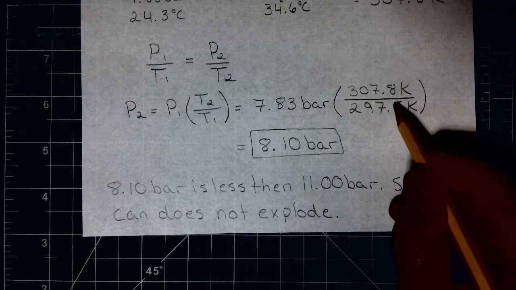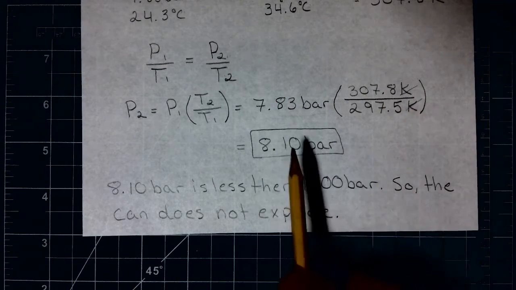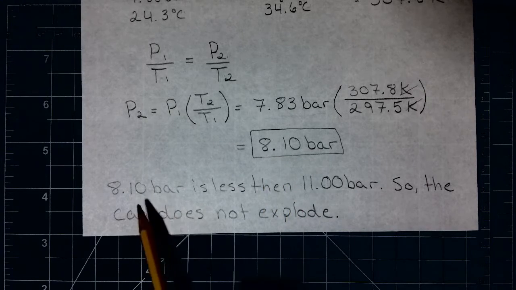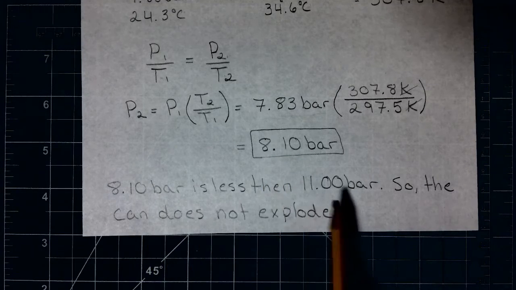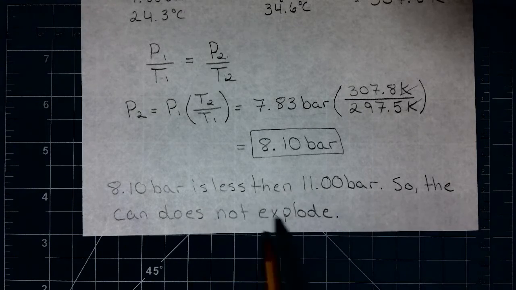We see that these units cancel. And when we do the math out, we get 8.10 bar. That 8.10 bar is less than the 11 bar that the can can hold, so the can does not explode.